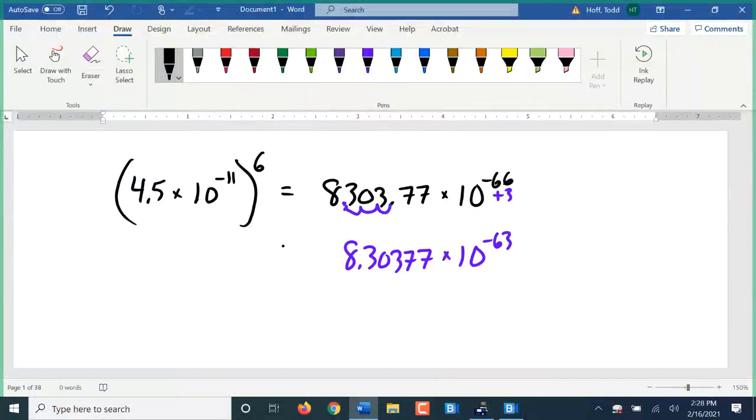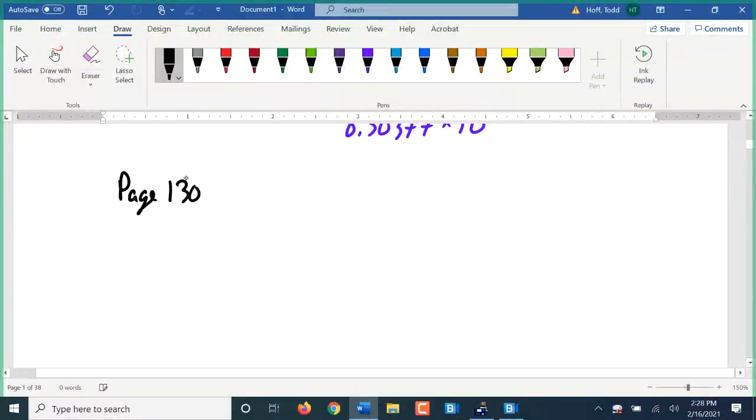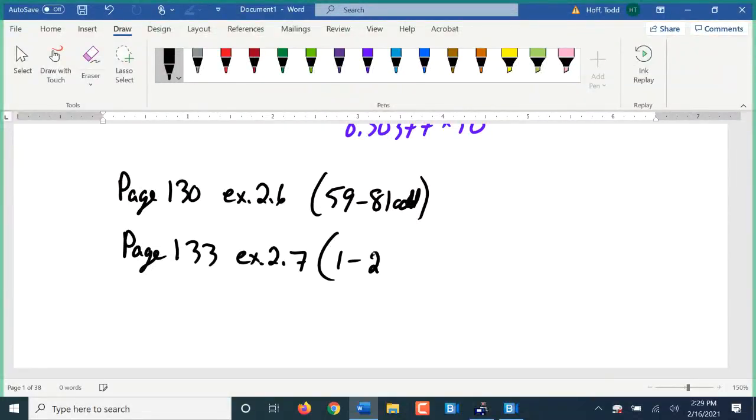These are ones that are best left up to practice. So we'll leave it to practice. In your book, our assignment is going to be page 130, exercise 2.6, 59 through 81, the odds. That's working with our scientific notation. Page 133, exercise 2.7, 1 through 23, the odds. This is working with that engineering notation that we brought up towards the end of class yesterday.